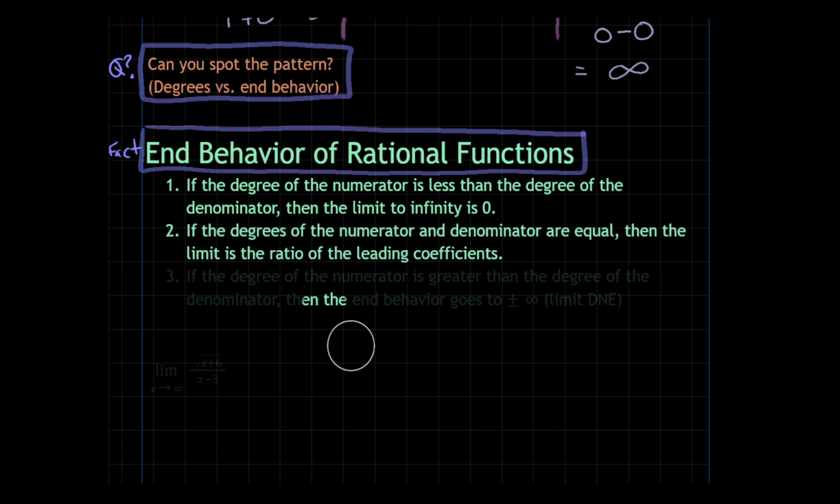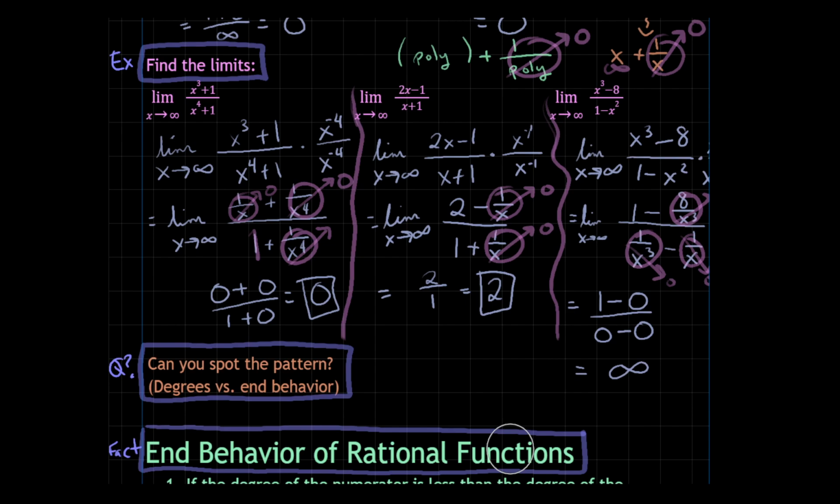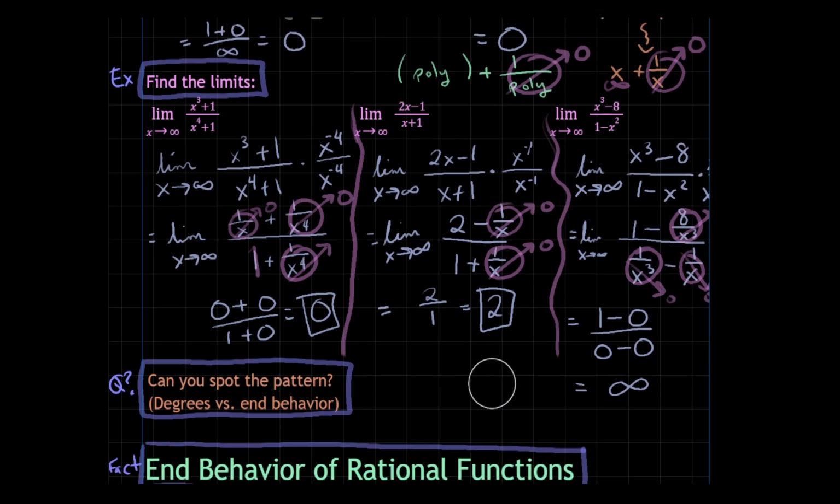If the degree of the numerator and denominator are equal, then the limit is the ratio of the leading coefficients. You get a horizontal asymptote in that case. That's the second example here. Dividing by your highest power of x will make everything go to 0, except the highest power is going to go to 1. So the 2 over 1 here showed up as a 2 over 1 in our answer.